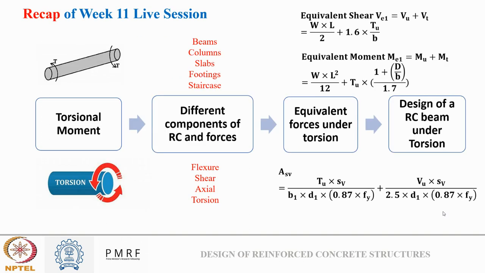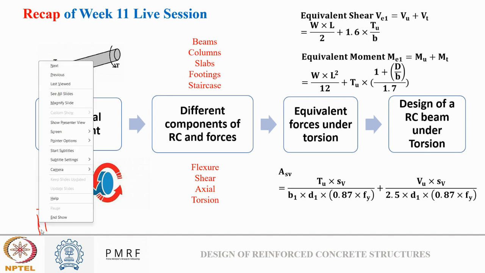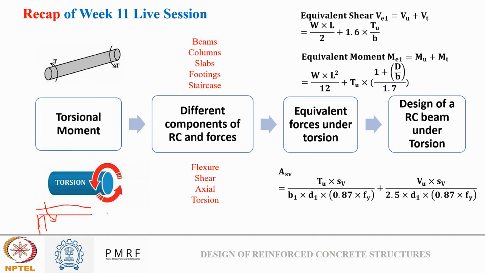In the last live session, for week 11 of the course, we talked about torsional moment. Torsion is something like a twisting moment that occurs at a junction. Suppose I have a beam and slab junction. The moment acting in the slab can generate torsion in the beam and vice versa. So we talked about how we deal with it when such torsional moment occurs in an RC element.